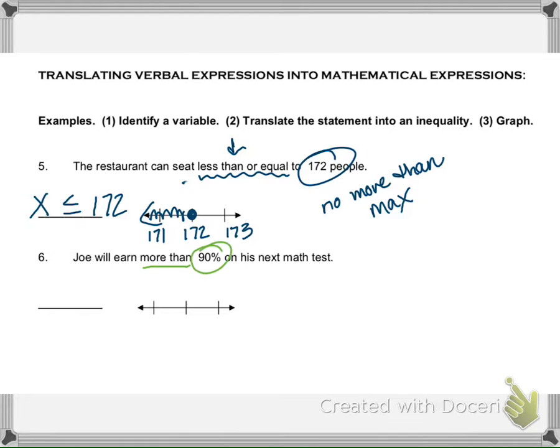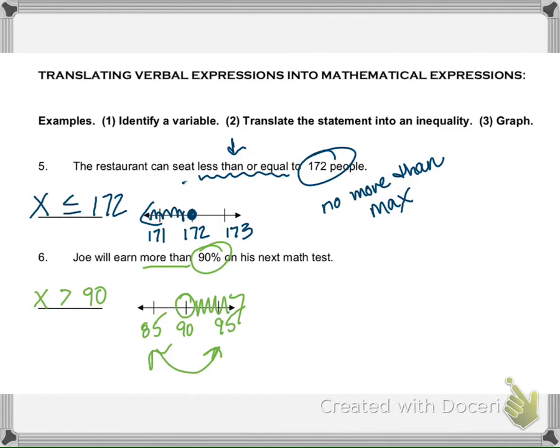Now I have more than 90% on a math test. So x, 90, I need to figure out what that inequality symbol is. For this situation, it's going to be more than. I'm going to fill in my number line. Notice that I did it slightly different here. You don't have to go up or down by ones as long as you're doing it similarly on each side. It's up to you. Can't be equal to 90, so it's an open circle, and everything bigger than 90.